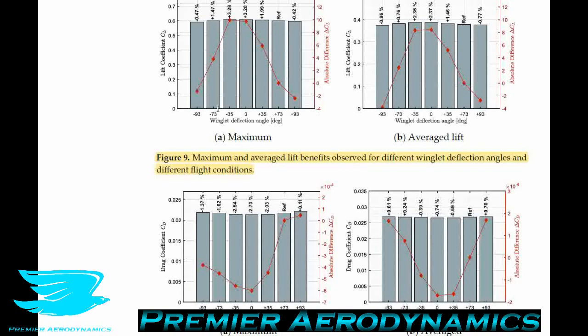So in figure 9a, we see that if the winglets are deflected at even 0 degrees, so it's completely flat, or -35 degrees, so down a little bit, drooped a bit, we get 3.2 to 3.28% increases in the lift coefficient. So that's quite interesting.